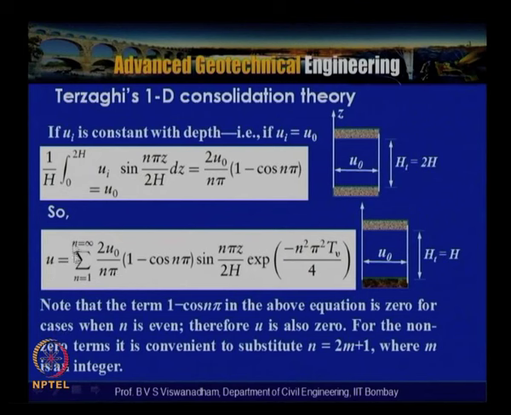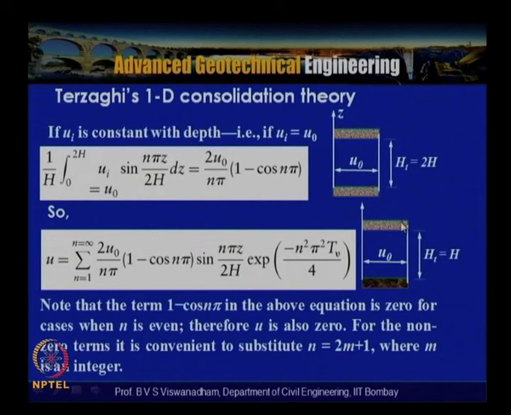In this case, when we look into this, it converts into u is equal to the summation over n from 1 of 2u naught by n pi, into (1 minus cos n pi), into sin(n pi z by 2h) exponential minus n square pi square Tv by 4. Here n is equal to 2m plus 1, where m is an integer. This is for one way drainage, and this is for two way drainage, and this is assumed to be uniform variation.